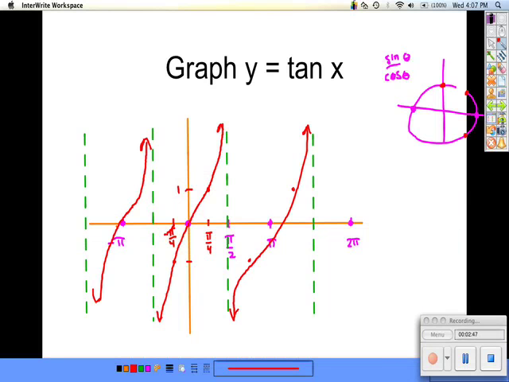If we throw in some pluses or some multiplications, the shifts and the stretches behave the same. The only difference in this equation is that the period of these isn't 2 pi, it's pi. So in our equation, it'd be pi divided by b.